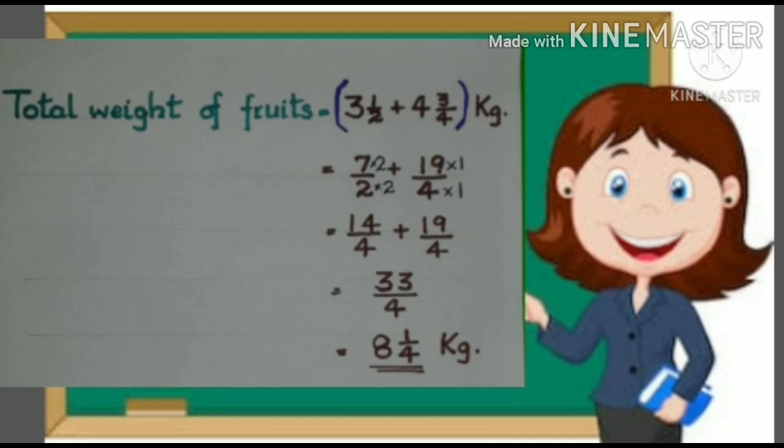That is, find the LCM of 2 and 4, which is equal to 4. Now take the fraction 7 upon 2. Multiply both by 2, we get 14 upon 4. Plus, second fraction 19 upon 4. Multiply both by 1, we get same 19 upon 4. Now add them. We get 33 upon 4. Since 33 upon 4 is an improper fraction, we must convert it into mixed fraction and we get 8 1/4 kg. The total weight of fruits is equal to 8 1/4 kg.